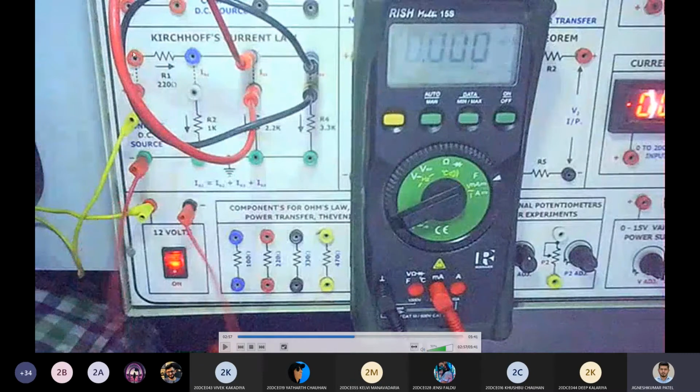So I have opened the circuit from here. I am first going to connect the wire and close the circuit from here, and then I'm going to measure the current in this branch.